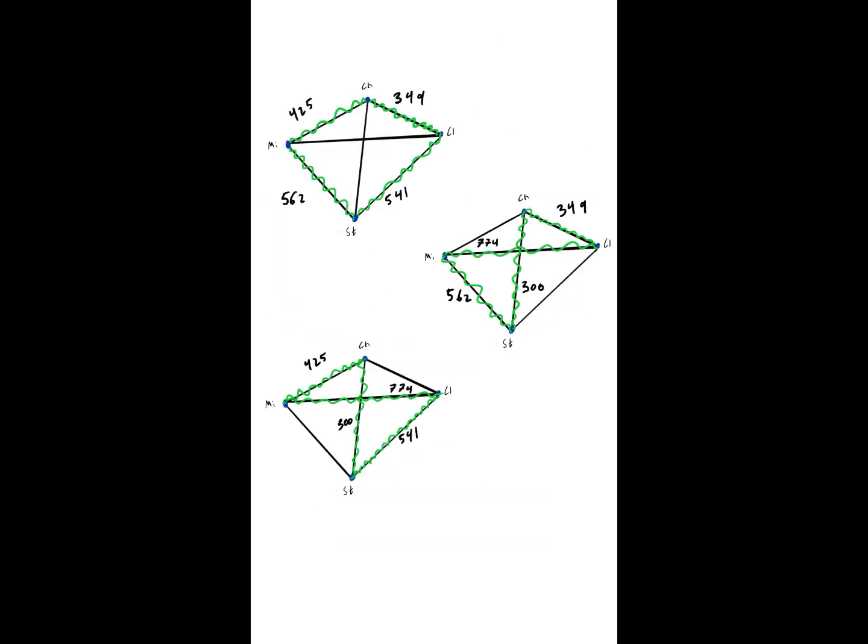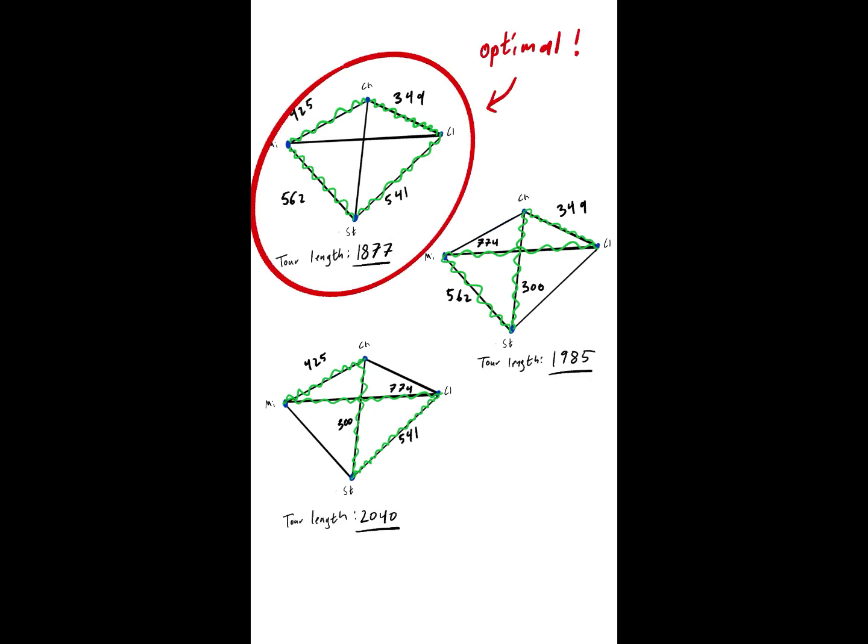Let's add up the lengths of the edges used to find the total cost per graph. The optimal path? Chicago, Minneapolis, St. Louis, Cleveland, Chicago, totaling 1,877 miles. You could also travel this backwards for the same amount of miles.